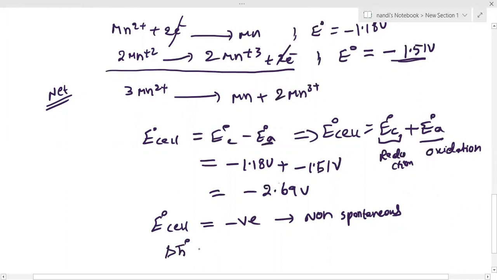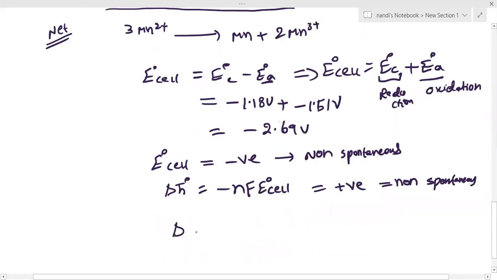Delta G naught formula is minus n F E naught cell. Substitute here, E naught is a negative sign we are getting, minus of minus, what will we get for the delta G value? Positive. Is it correct? Because minus is already there, and E cell also a negative value we are getting, minus of minus, what will we get? Positive. If that is positive, it means non-spontaneous. If delta G is negative, it means spontaneous. When will you get delta G negative? Whenever E cell is positive, then only will we get a negative value.